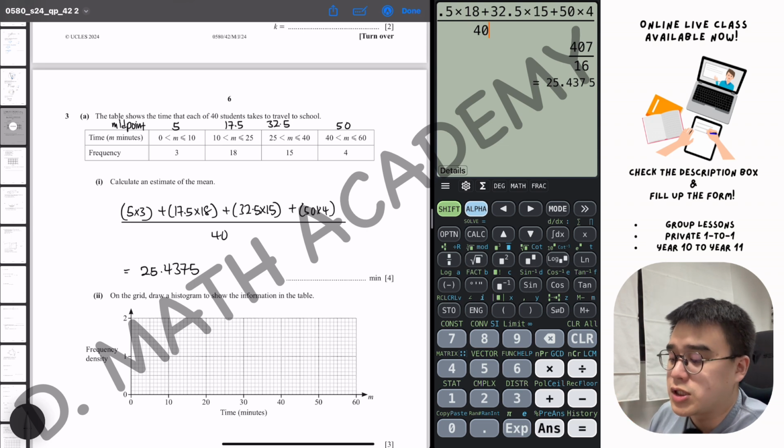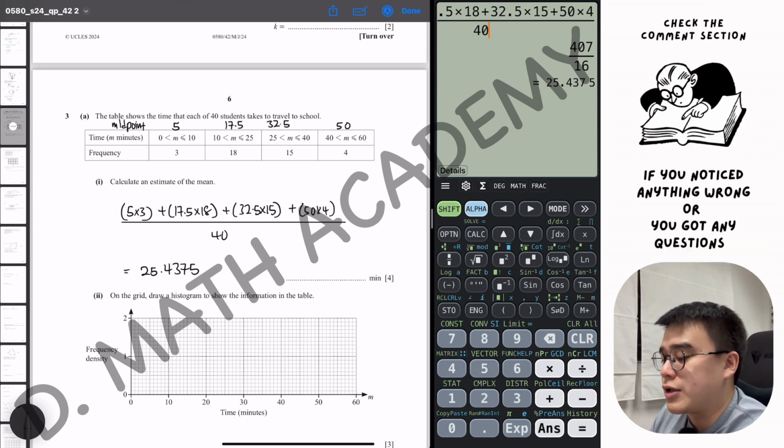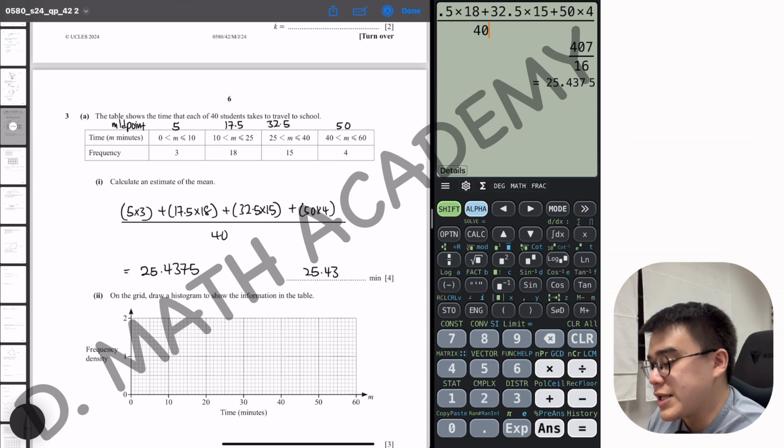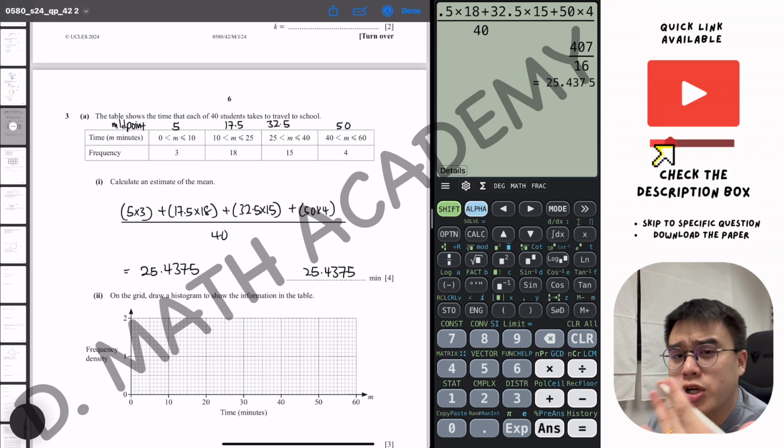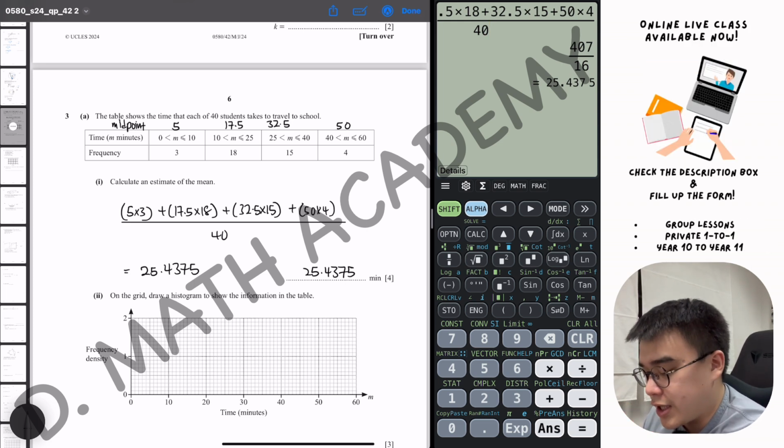I have a tendency to not adjust anything. Don't round your answer to 3 significant figures because it revolves around mean calculation. So you actually have to keep it as it is. And this is one of the few questions that you will deliberately avoid rounding it.